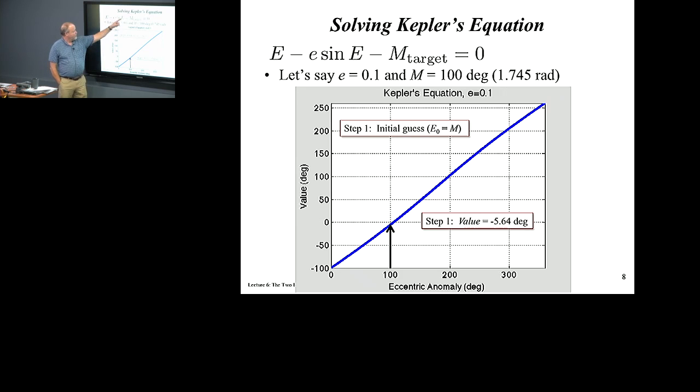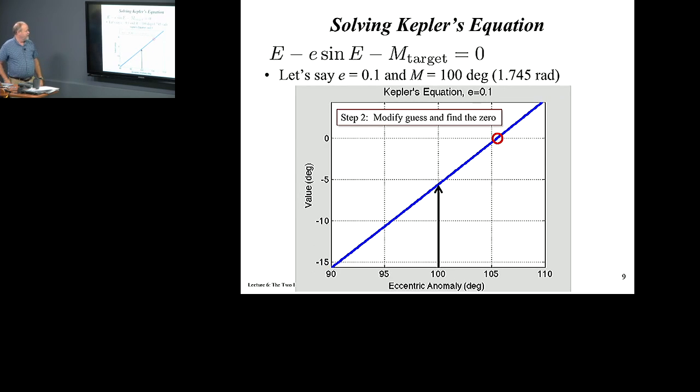So you compute this equation and you don't get 0; you get minus 5.64 degrees. For this particular iteration, E is M, so these terms cancel, and this E sine E term ends up being minus 5.64 degrees. So that's not the right answer. We wanted to find the E that drives us to 0. We didn't get that, and so now we need to figure out how to get there.